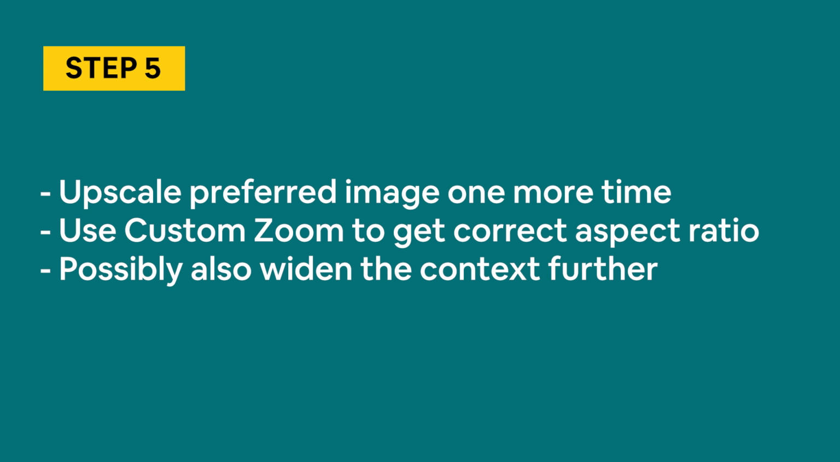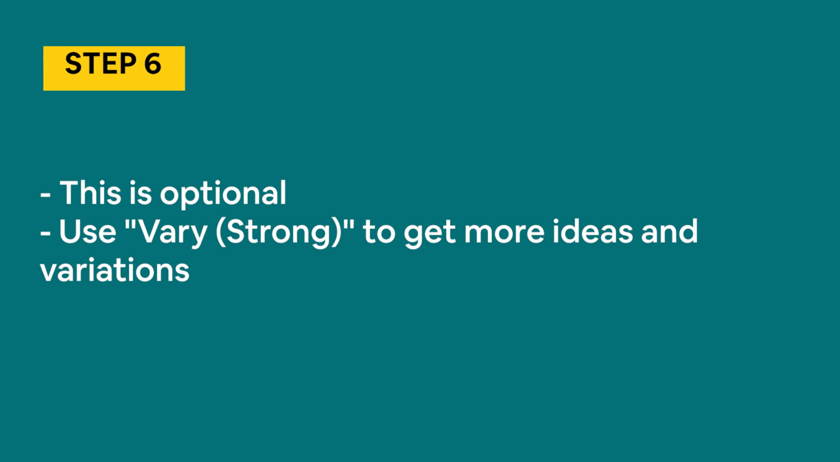Then in step 5, we upscaled our preferred image one more time, and then used the custom zoom to get the aspect ratio that we need, and also slightly zoom out even further to get even more context. And finally, in step 6, which is mostly just optional, we used the Very Strong button in order to get more ideas and variations of the very same concept.